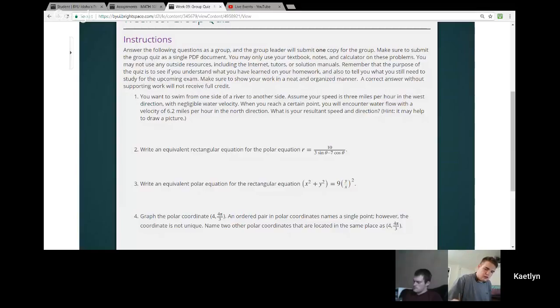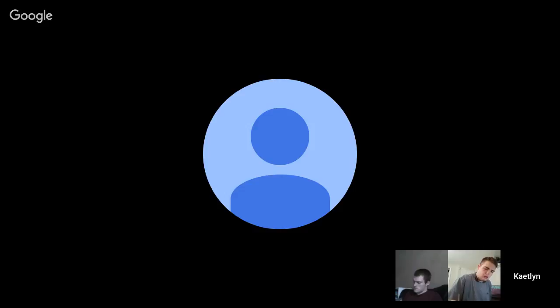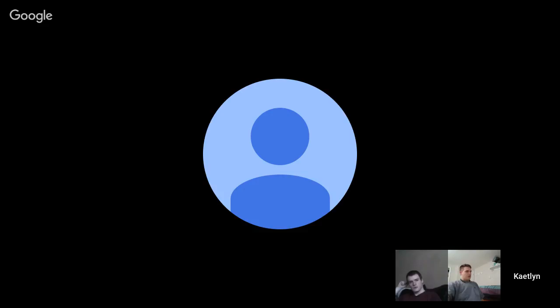Sine theta. Can we times the 3 without...? I don't think we can. No, the 3 would cancel out. No, we can't. So, did you write the final equation as r equals 3, parentheses, sine divided by cosine? Yeah. Okay.